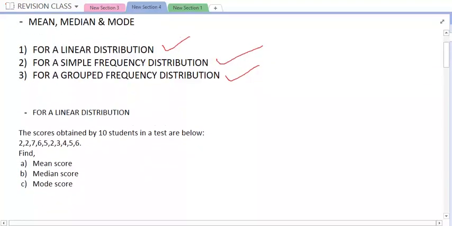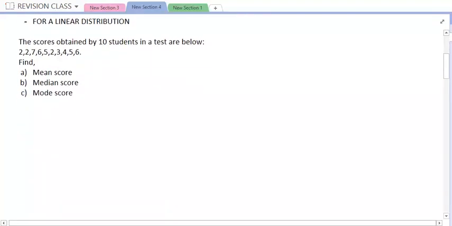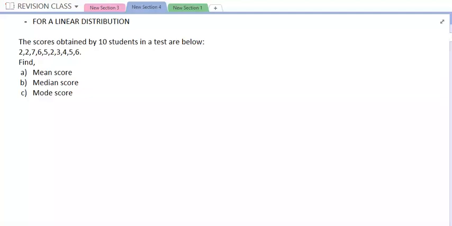Now, in this video class, we will be looking at how we can calculate mean, median, mode for a linear distribution. Let's look at this example for a start. The scores obtained by 10 students in a test are below: 2, 2, 7, 6, 5, 2, 3, 4, 5, 6. Find A, mean score, B, median score, C, mode score.